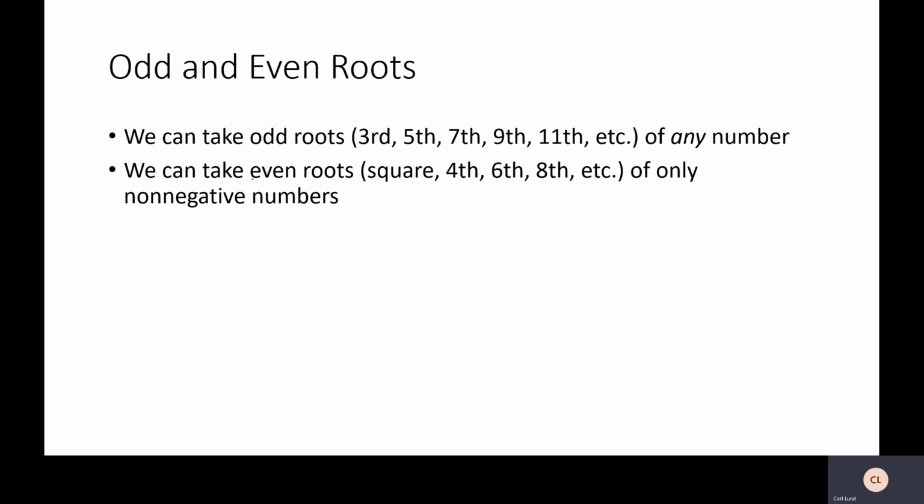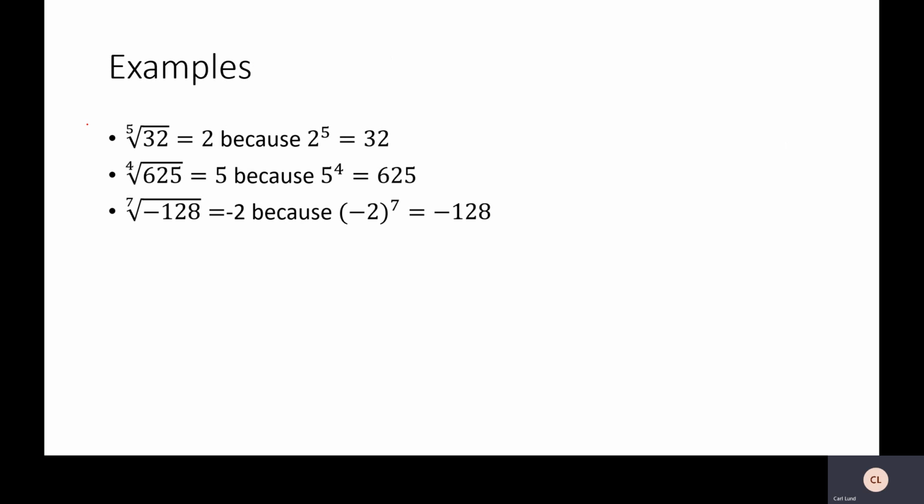So it's not just cube roots. We can take any odd root, a 5th root, a 7th root, a 9th root, an 11th root, a 21st root, a 99th root of any number, negative, positive, or 0. But even roots, square roots, 4th roots, 6th roots, 8th roots, and so on, of only non-negative numbers. In other words, only 0 and the positive numbers. And of course, any root of 0 is always going to be 0, so that's really a mostly unimportant case. It's very trivial.